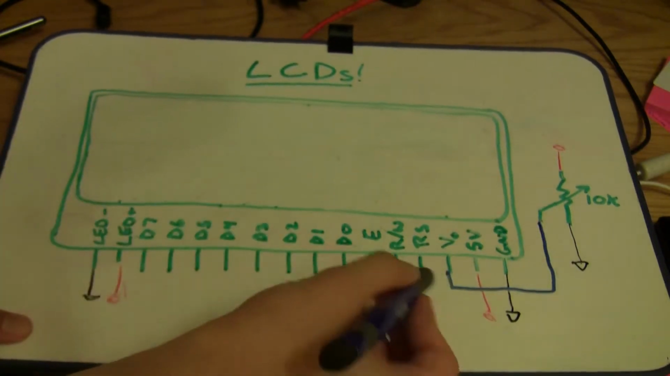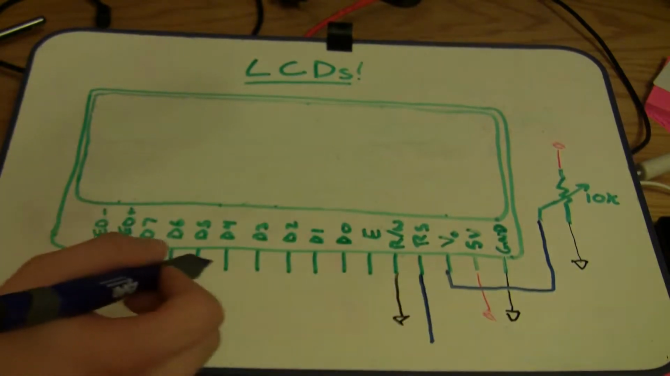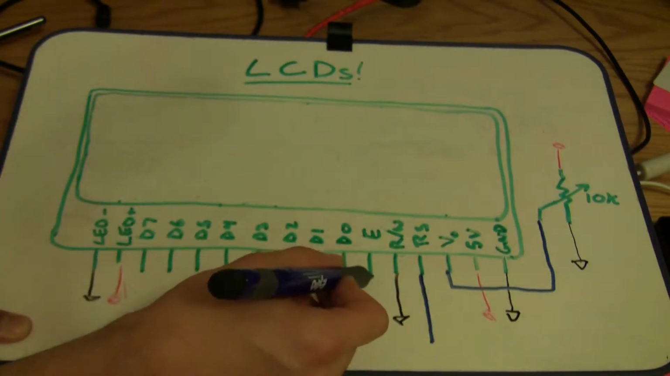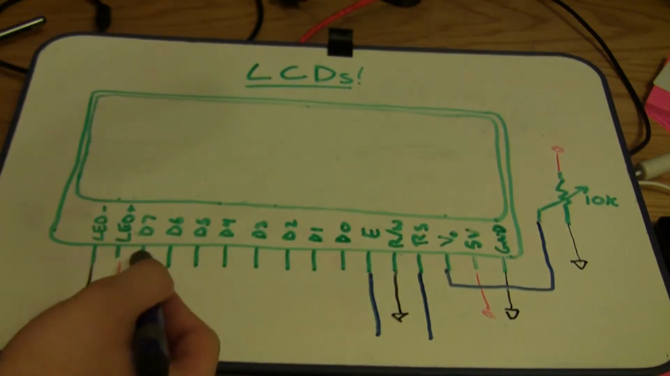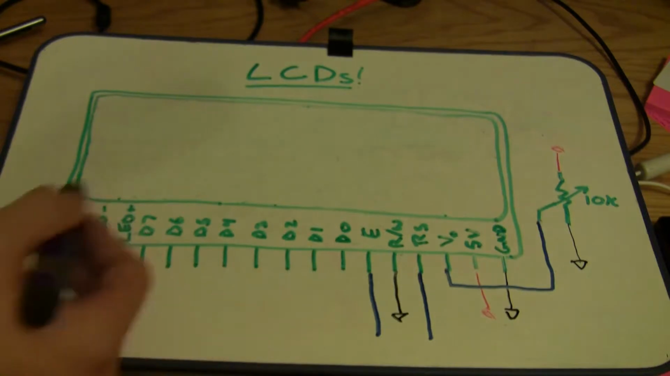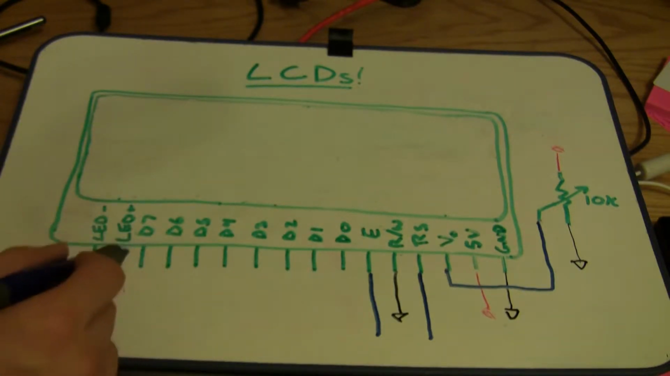So we have the RS pin that will go to one IO pin on the Arduino. The E or enable pin will go to another pin on the Arduino. Now there's 8 data pins here, 0 through 7. What's interesting is that you can actually just use 4 of them and still transmit all the information you need.